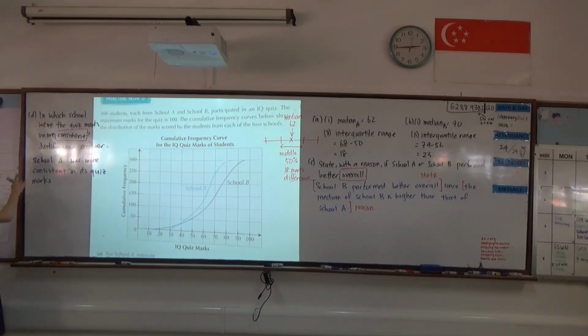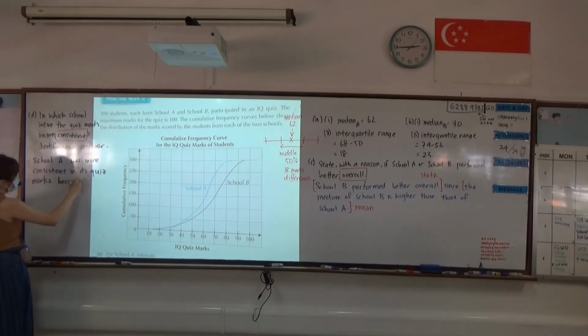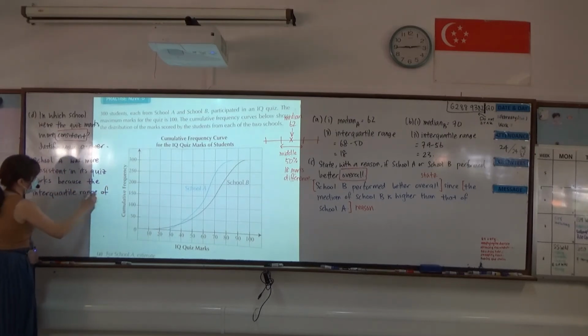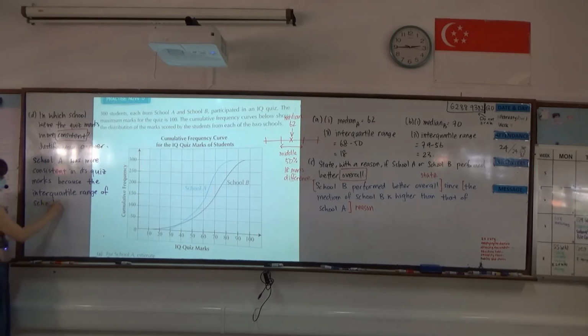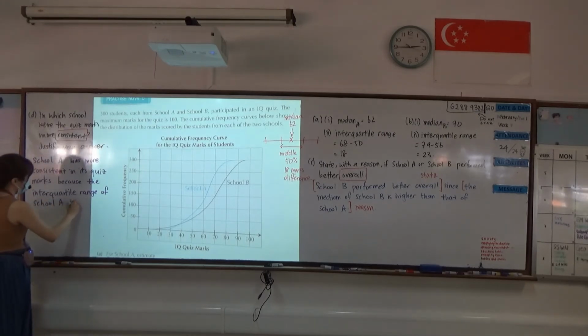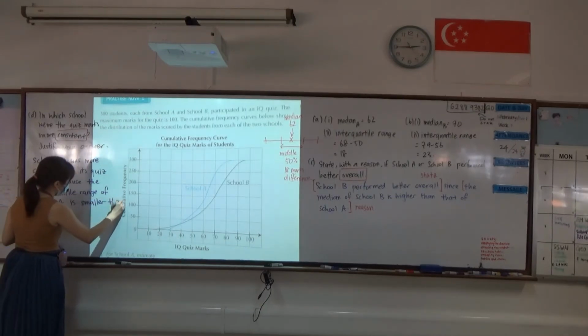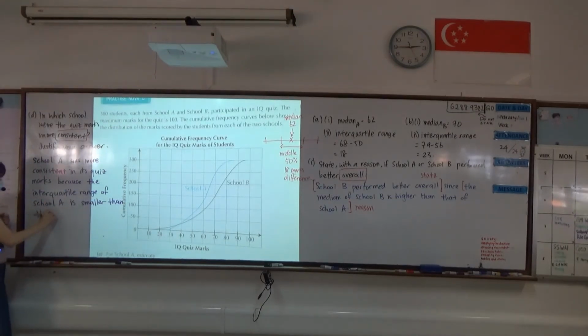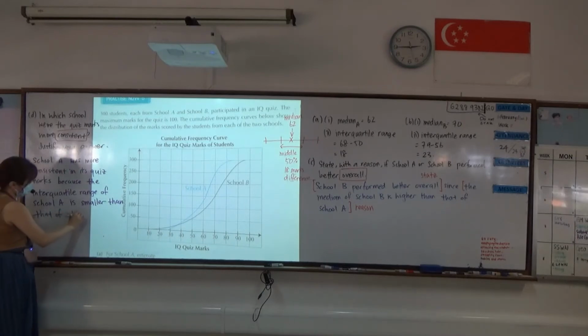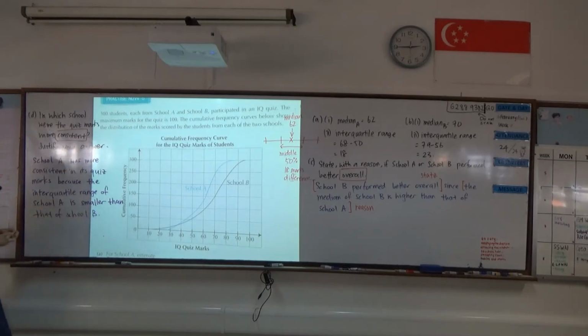So school A was more consistent in its quiz marks because the interquartile range of school A is smaller than that of school B.